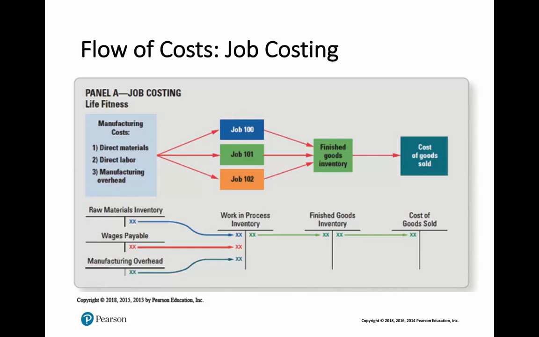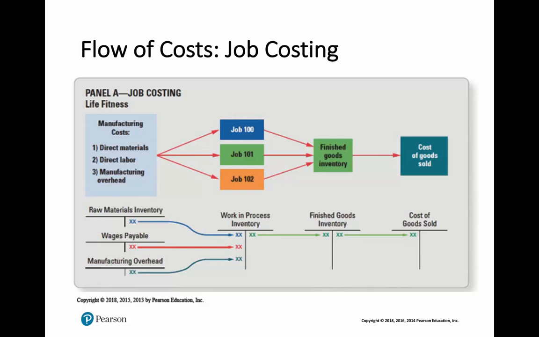And for job costing, the uniqueness here is that we have one work in process inventory account, which we can see at the bottom, and the raw materials, our wages, and our manufacturing overhead are all allocated to that one account. But within that one account, we break up our costs into the individual jobs.